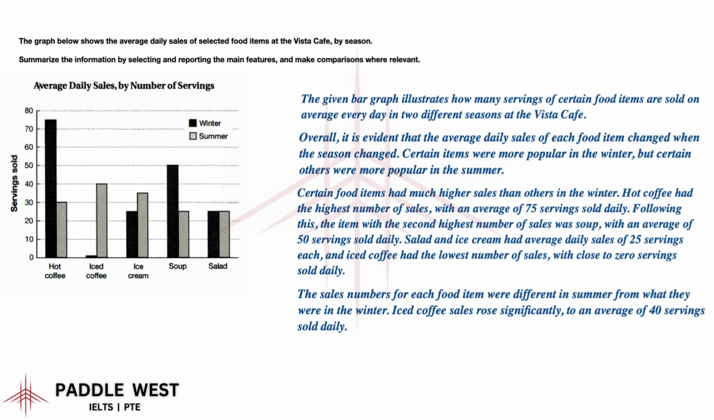Now we will write about the next item after iced coffee, which is ice cream. The sales increased from 25 to 35. This is a minor change if we compare it with the change in iced coffee sales. Our sentence will become, sales of ice cream were slightly less than iced coffee, which increased moderately as compared to winter, with 35 servings sold daily.